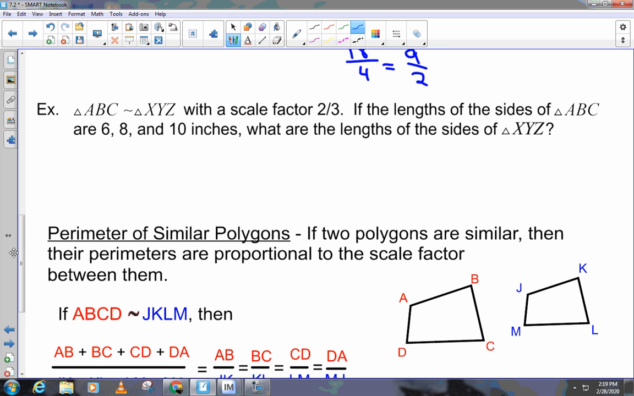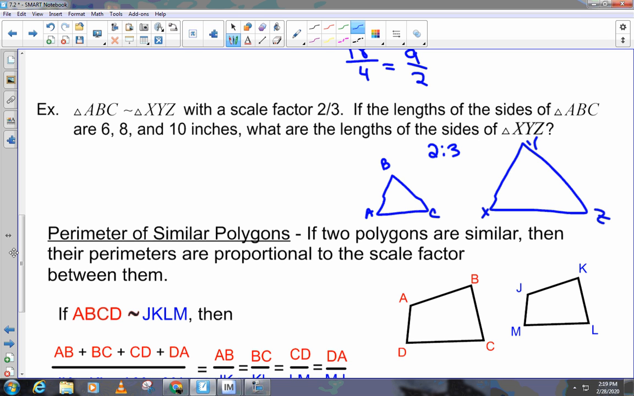We're almost done. ABC is similar to XYZ with a scale factor of 2 to 3. So I have this triangle, A, B, C, and then I have another one that's bigger, X, Y, Z. Notice when I drew it, since it's A, B, C, I did X, Y, Z, so the corresponding parts were in the right spot. Now, it says the scale factor is 2 to 3. I can write it as a fraction or with a colon. Now, I'm going to pick sides. It doesn't say which one's which, so it doesn't really matter. This is 6. This is 8. This is 10.